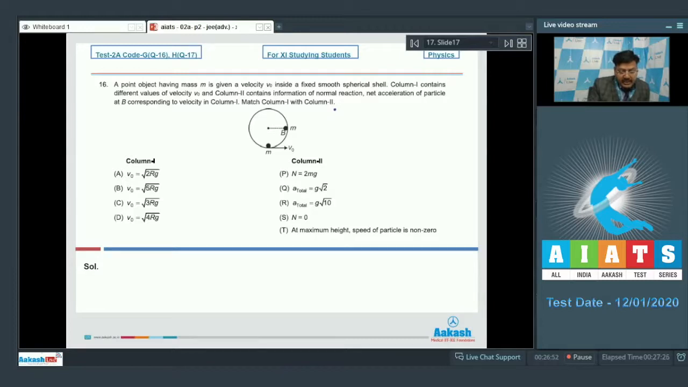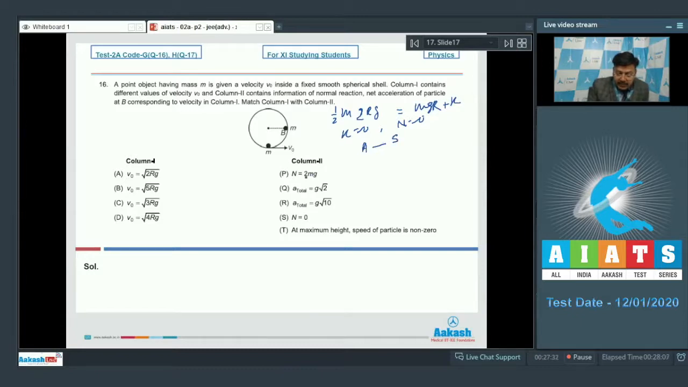So conserve mechanical energy, I have half m v0 square, that means 2 rg, and the gravitational potential energy is 0, is equal to mgr plus half m v square. You can see that the kinetic energy here is 0. So we get v is equal to 0, that means Vb will be 0 in that case. And if Vb is 0, then N also will be 0. So that means for A, S is matching for sure.